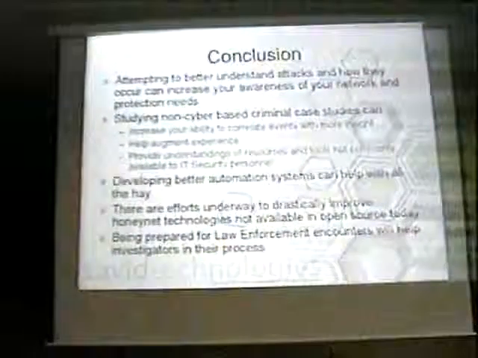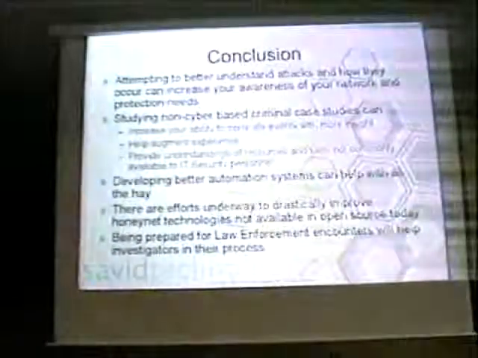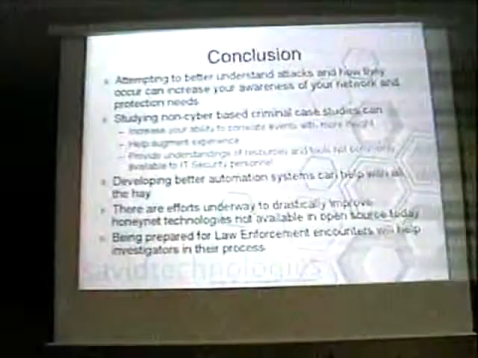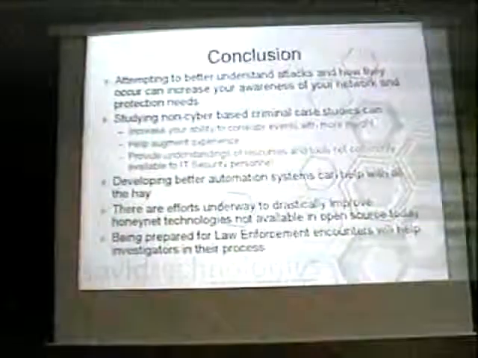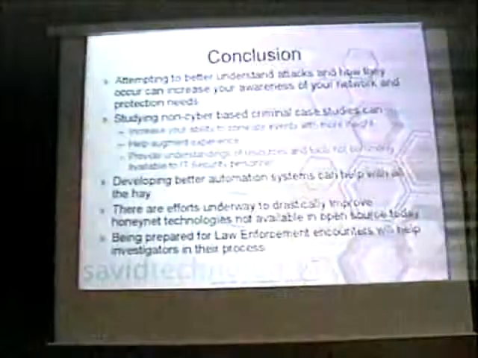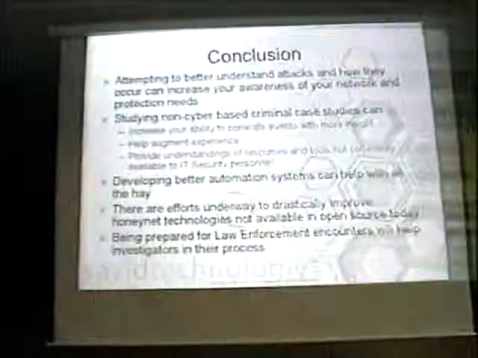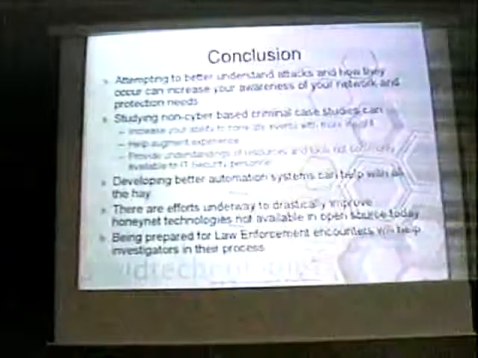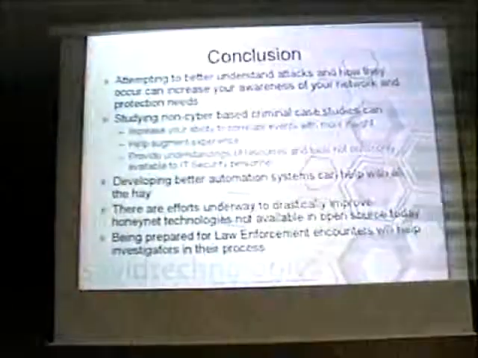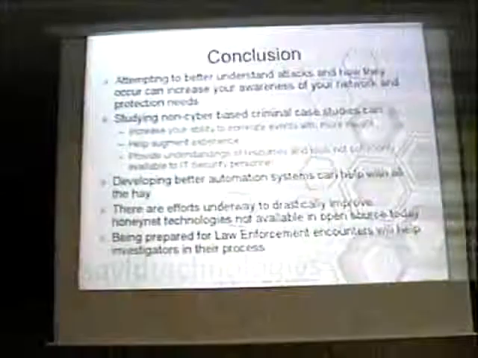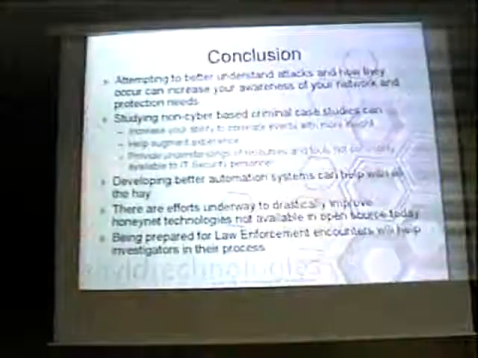In conclusion, attempting to better understand attacks and how they occur increases your network awareness of what's going on and what your network needs. Studying non-cyber-based case studies: we don't have to focus only on the cyber. There are other sciences out there that can really benefit what you do as a defender. Developing better automation systems.